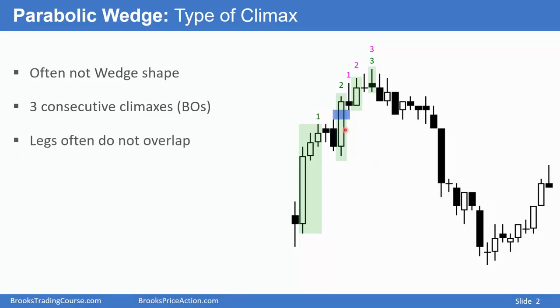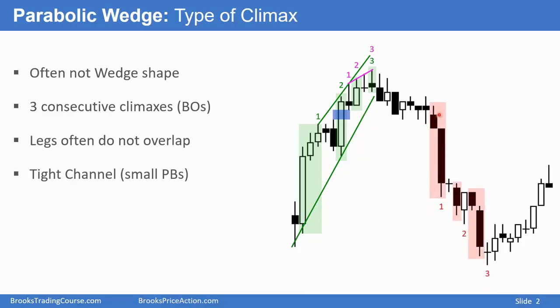There are often gaps. The legs don't overlap. Second push up, the pullback from the second leg did not overlap the top of the first leg. There's a gap. The channel is very tight. I'm drawing an approximate channel here, but it's a very tight channel.